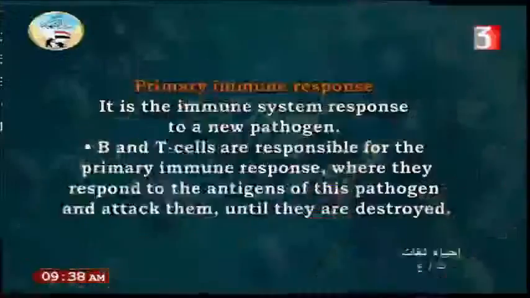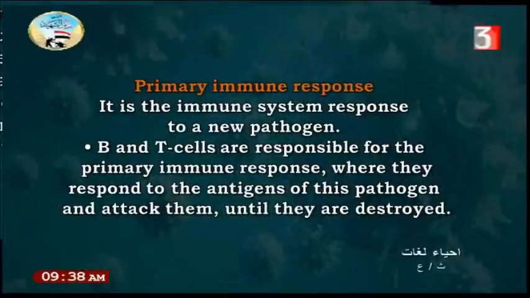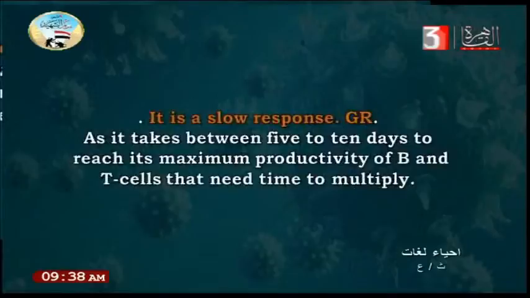The secondary becomes a helper to it, or helps it to overcome this disease and prevents it from entering your body. The primary immune response is where they respond to the antigen of this pathogen and attack it until it is destroyed. It is a slow response. What is the primary? It is a slow response, as it takes between 5 to 10 days to reach its maximum.